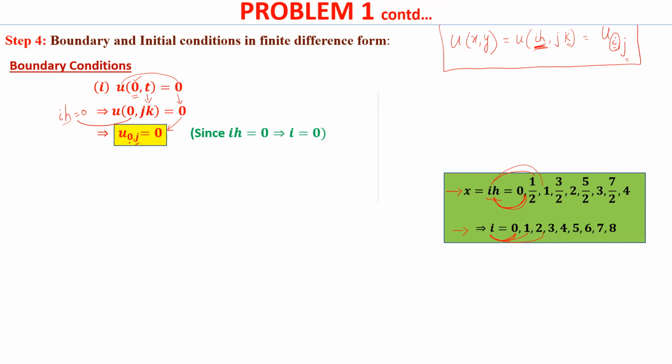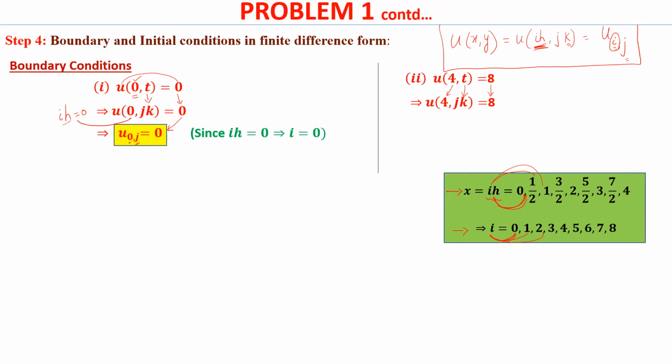is 0. Let us now similarly take the second boundary condition. What is the second boundary condition? U of 4 comma t is equal to 8. So now, what does this mean? First, let us write down in terms of I and j. So this becomes u of 4. 4 remains 4. t becomes jk. 8 remains 8, isn't it?